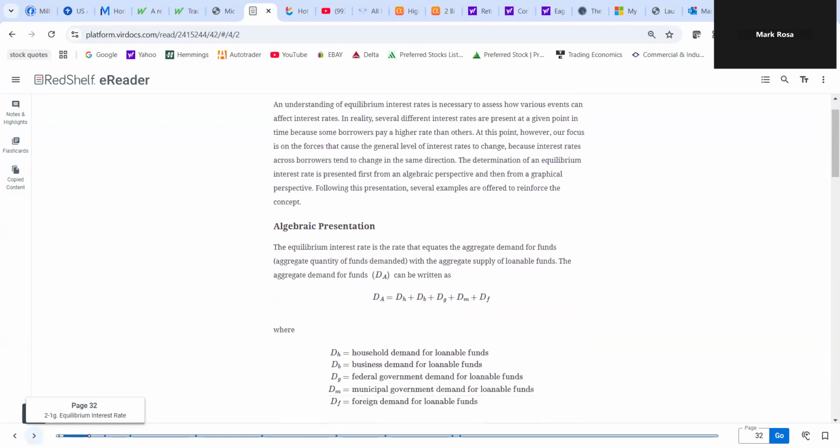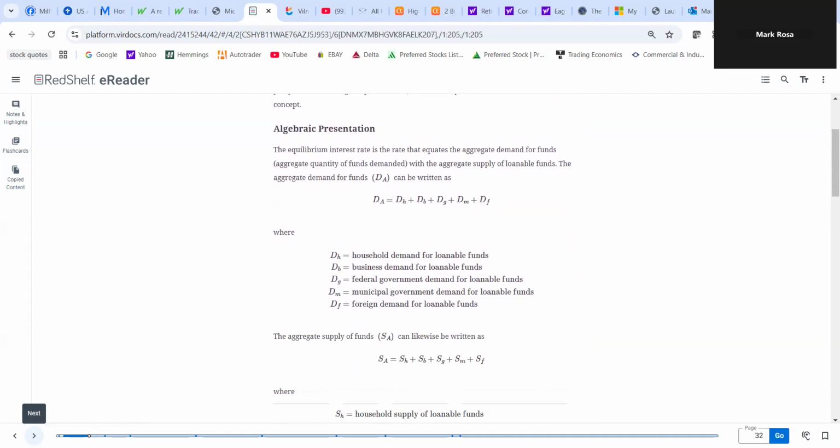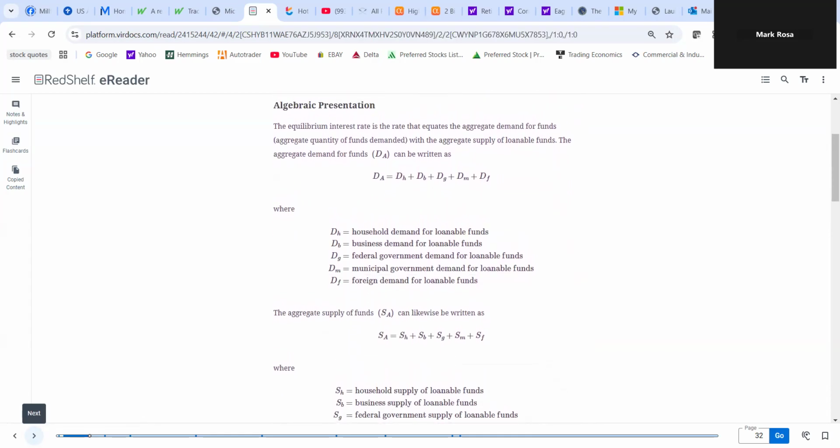Okay, so the equilibrium rate, they call it an algebraic representation. So I'm going to bring this up on supply and demand, because it's the households, it's the businesses, it's the government, it's municipalities, it's foreign demands on loanable funds, and we have that equation right here. That's the whole aggregate demand against the aggregate supply, from all these sources, same story. And I'm not going to ask you to memorize necessarily all of these, but in general conversation, we would realize who's putting pressure from a demand side and who's supplying the funds from a supply side.